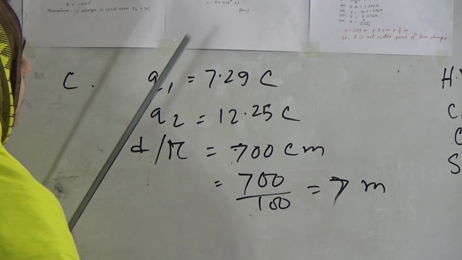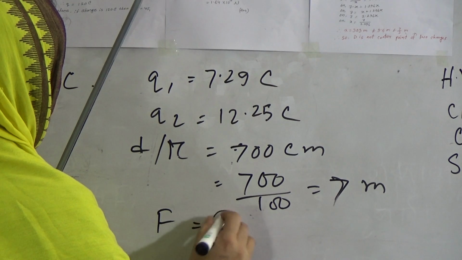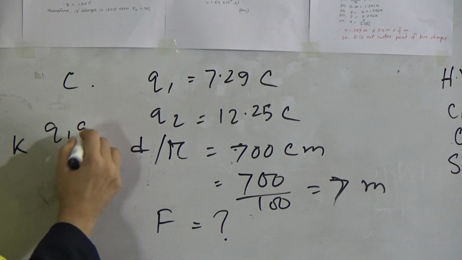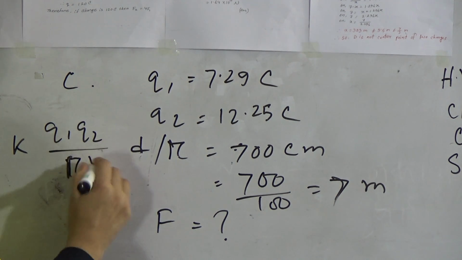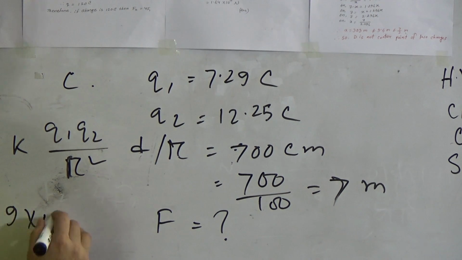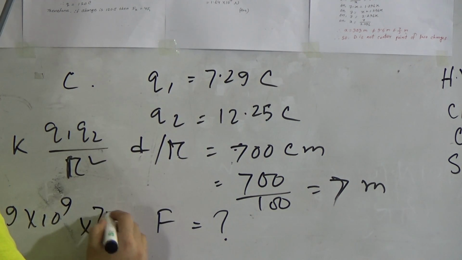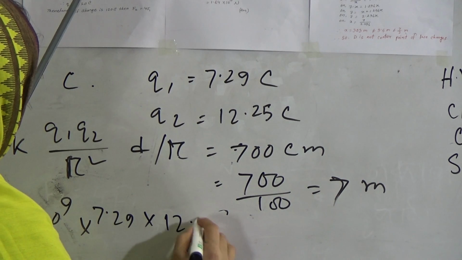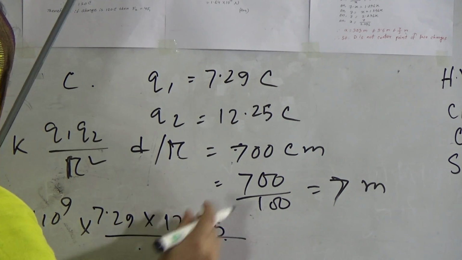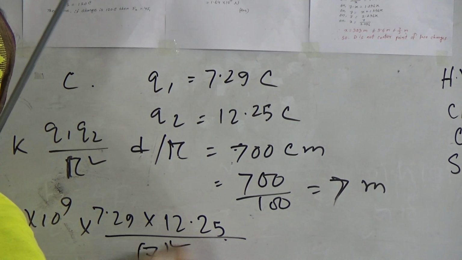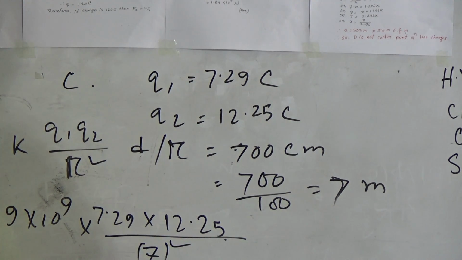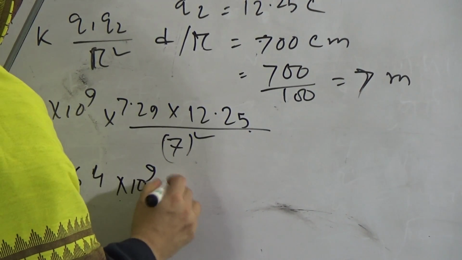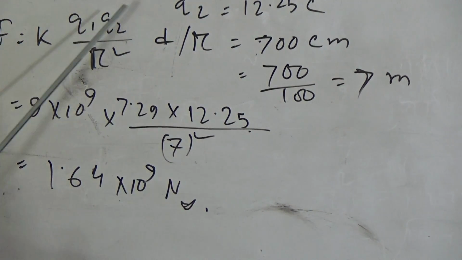Now we have to find out the force between these two charges. That means F equals what? From Coulomb's law we can write F equals K Q1 Q2 divided by R square. Now put the value: K means 9 into 10 to the power 9, into Q1 which is 7.29, into Q2 which is 12.25 coulomb, divided by R square, where R is 7 whole square. By doing this calculation we find the force will be 1.64 into 10 to the power 9 Newton. Okay, this is a very easy calculation.